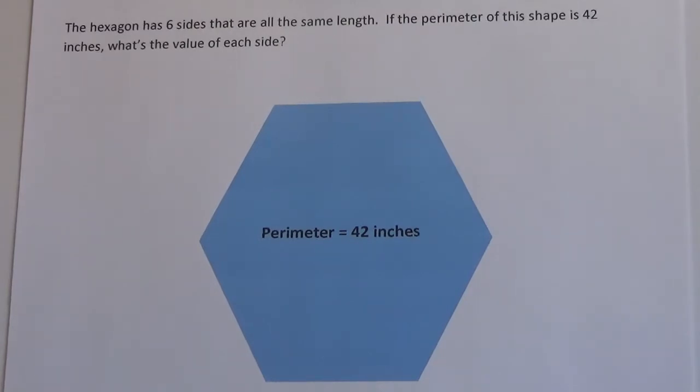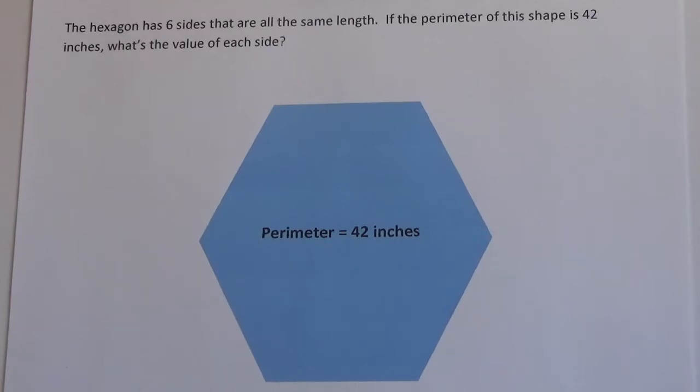Today, we are going to use the perimeter and figure out the length of each side or the missing side in shapes that are not quadrilaterals. So that would be triangles, hexagons, pentagons, things like that. Right now we're going to take a look at this problem solving task together. Please make sure that you have something to write with and something to write on.